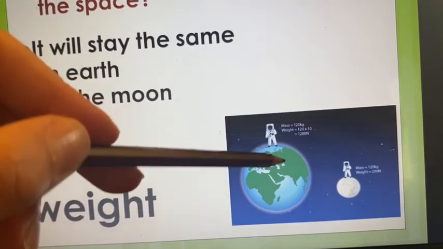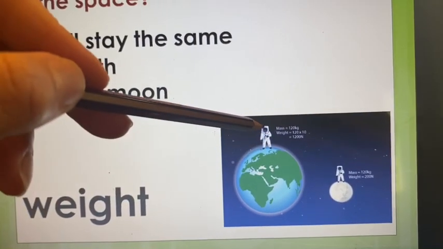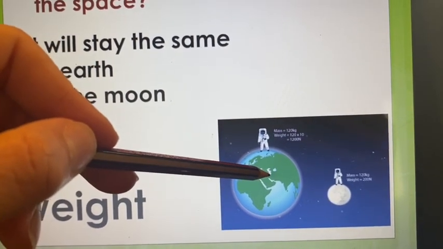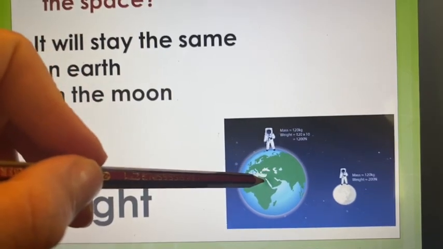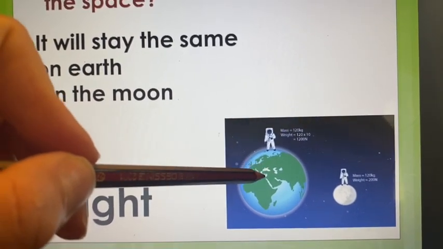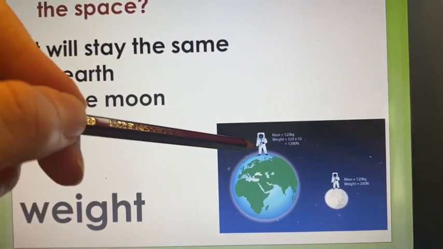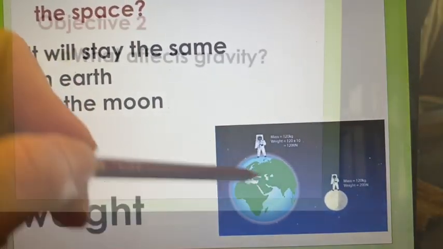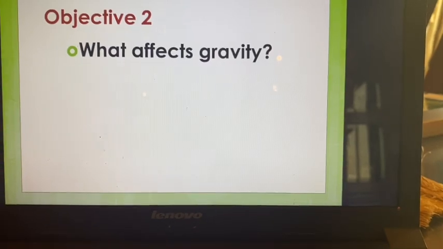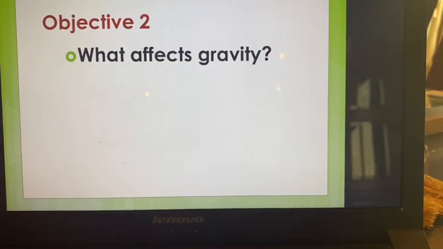For sure. If I have a bigger magnet and a smaller magnet, the bigger magnet will pull more. Exactly like earth. It's a bigger object. It will pull you more. You don't pull the earth, the earth pulls you. What affects gravity? We said gravity is a pulling force between any two objects.